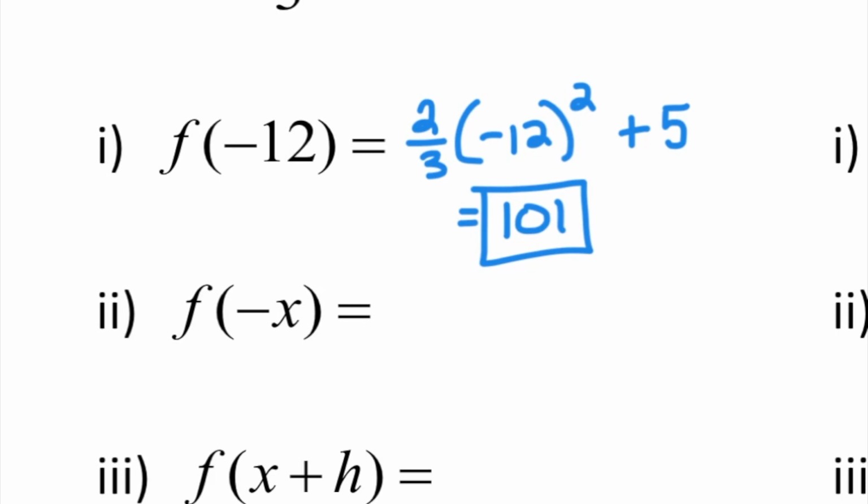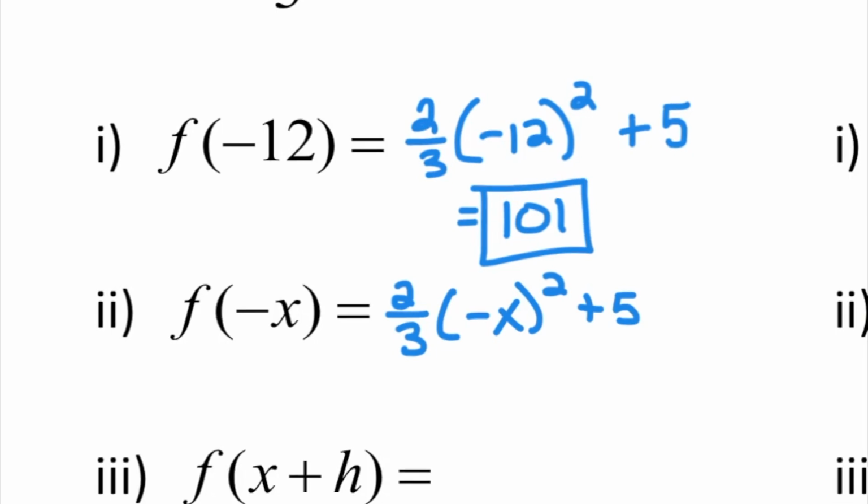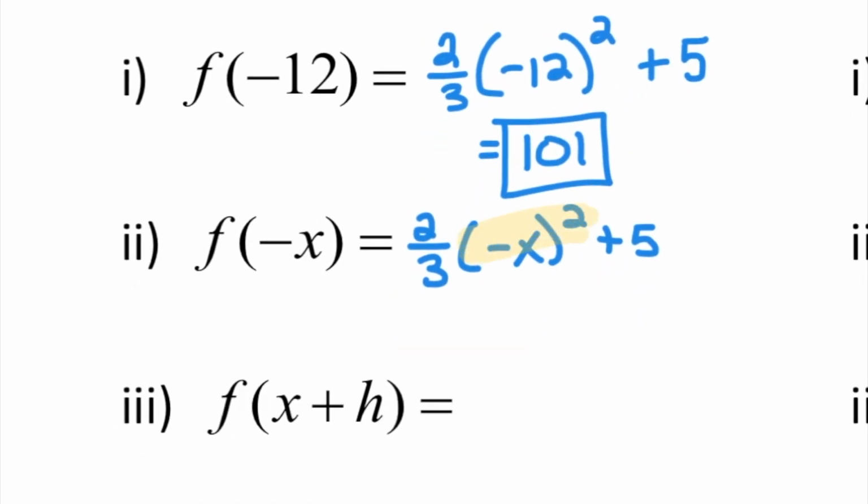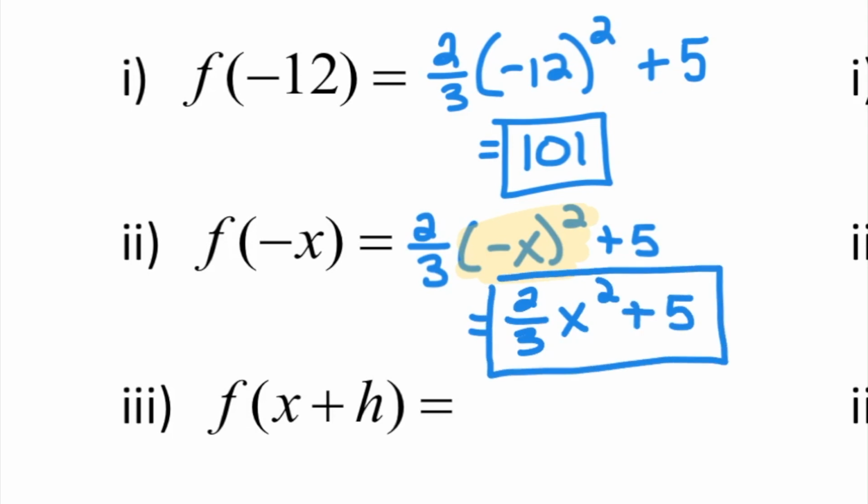In number 2, 2/3 times -x with parentheses squared plus 5, and that negative x squared becomes positive x squared, so that equals 2/3 x squared plus 5, which by the way is exactly the same as the original function.